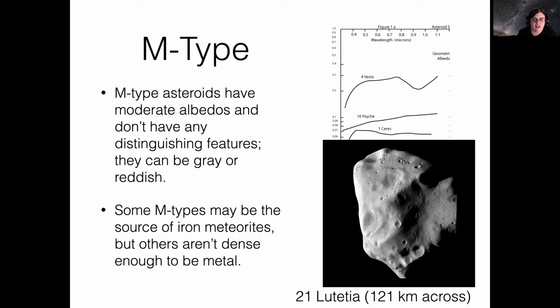M-types. Ignore Vesta. Vesta is not an M-type. Psyche is an M-type. So is 21 Lutetia, which is pictured. These are mostly classified as M-types because they have moderate albedos and they don't have any really distinguishing features in their spectra. And while some M-types might be the source of iron meteorites, it might be metal, we think Psyche is a metallic asteroid and we're sending a spacecraft to visit it. But asteroids like Lutetia aren't dense enough to be metal. They're just in this category as they look like metal, but they aren't. They're spectrally boring.